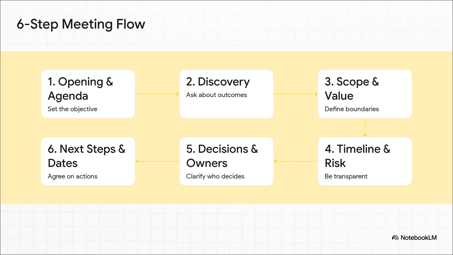And here it is, the 6-step dance for every single client meeting. If you just follow this flow, you really can't go wrong. You start with a clear opening and agenda, you move through discovery, you define scope and value, you discuss timelines and risk, you lock down decisions and owners, and you end with concrete next steps and dates. It's repeatable, it's reliable, it's your recipe for success.